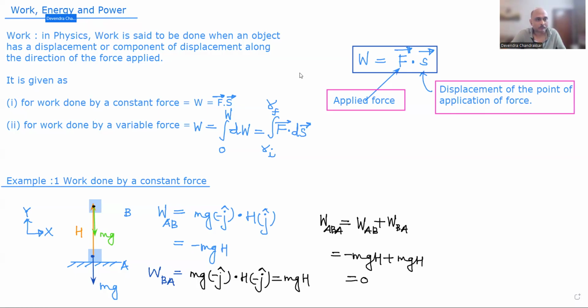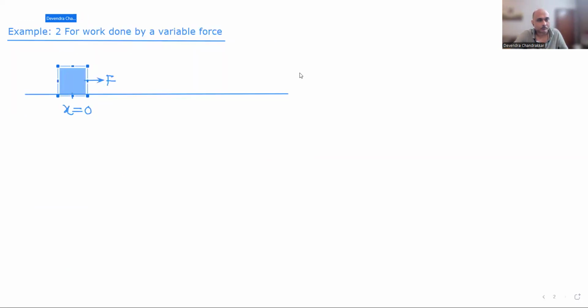This is a block which is being pulled by a force capital F from this point x is equal to 0. So this is example 2 for work done by a variable force.